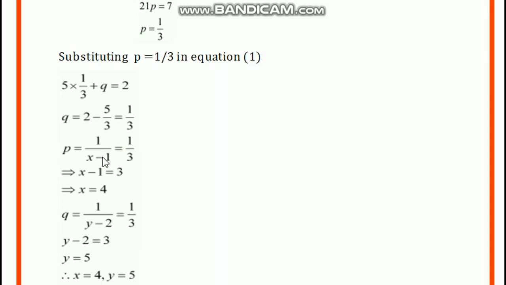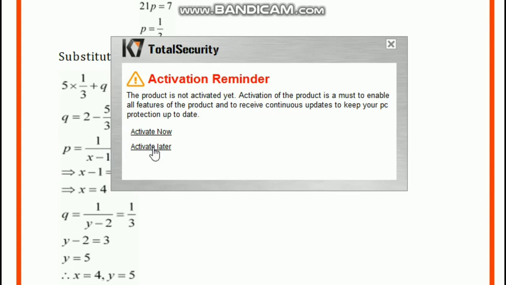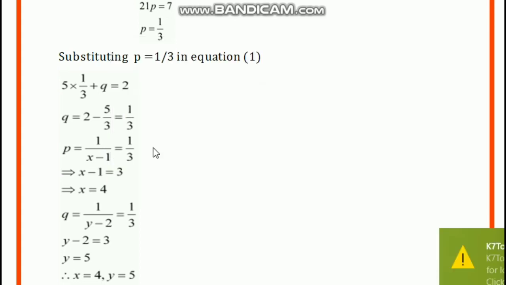So p equals 1 divided by x minus 1, and the value of p is 1 by 3. Just take the reciprocal: x minus 1 equals 3. So the value of x is equal to 4.